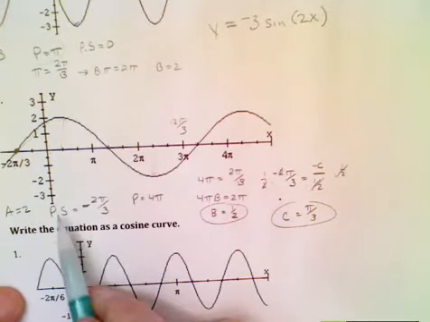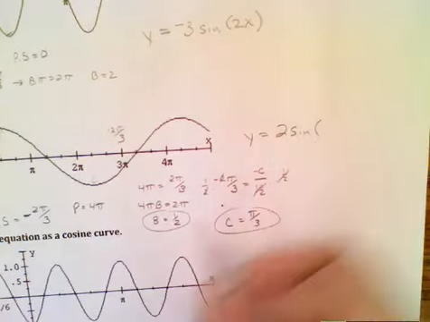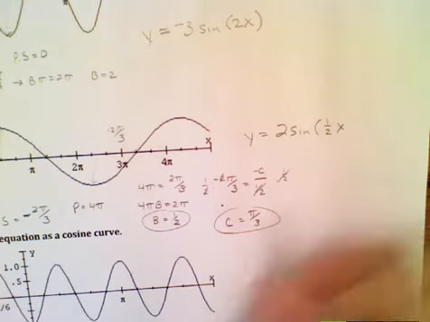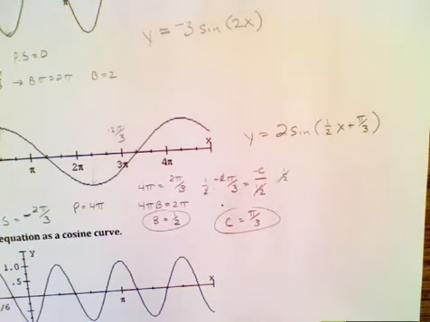So what's my equation look like? Remember, my amplitude was 2, and I'm starting over here, so I don't need to put a negative in front of it. So y equals 2 sine of b was 1/2, so 1/2 x, and then my c was pi over 3. Okay?